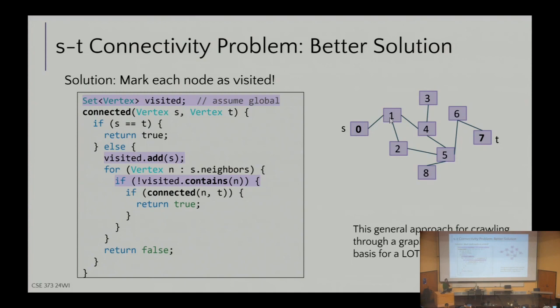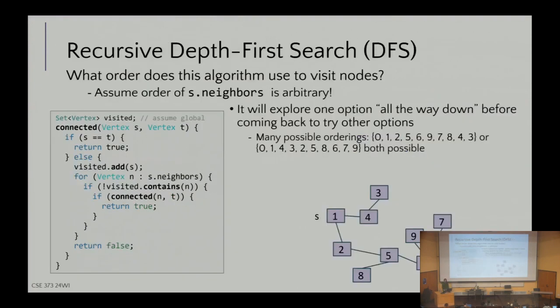We loop through all of our neighbors. If the visited set does not contain the neighbor, we check if it's connected and we return true. Otherwise, we have now added source. We can move on to our neighbors and neighbors and neighbors. This is what we refer to as depth first search, or DFS.